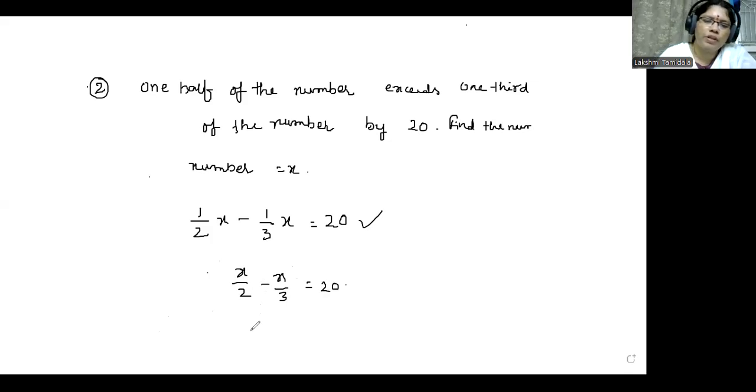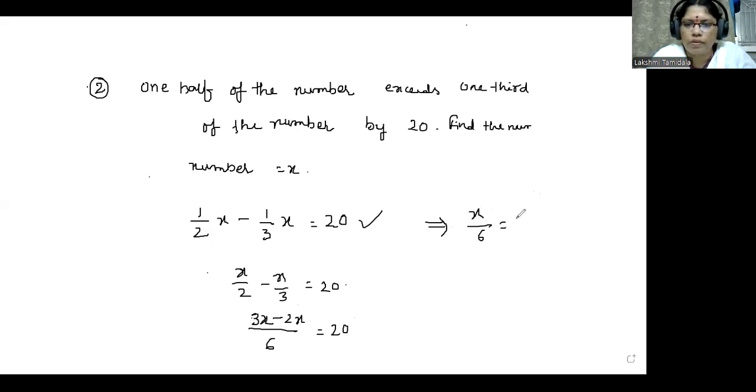Now we solve this equation just by taking the LCD, which is the LCD of 2 and 3, that is 6. Here, to get the denominator 6, we have to multiply both the numerator and denominator with 3. So we get 3x here. And here, to get 6, we have to multiply both numerator and denominator with 2. So this is 2x. This is equal to 20. So 3x minus 2x is x over 6, which is equal to 20.